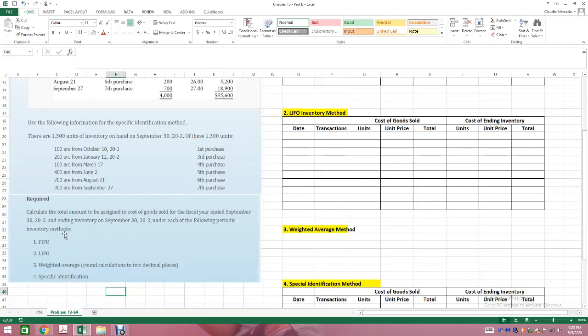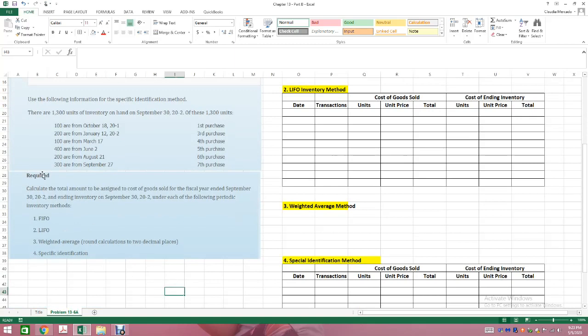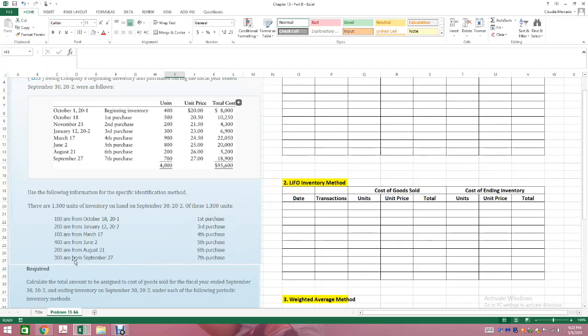Now, let's go to the requirements. It says, required. Calculate the total amount to be assigned to cost of goods sold for the fiscal year ended September the 30th and ending inventory on September 30th under each of the following periodic inventory methods. We have FIFO, LIFO, weighted average, and specific identification. Okay?